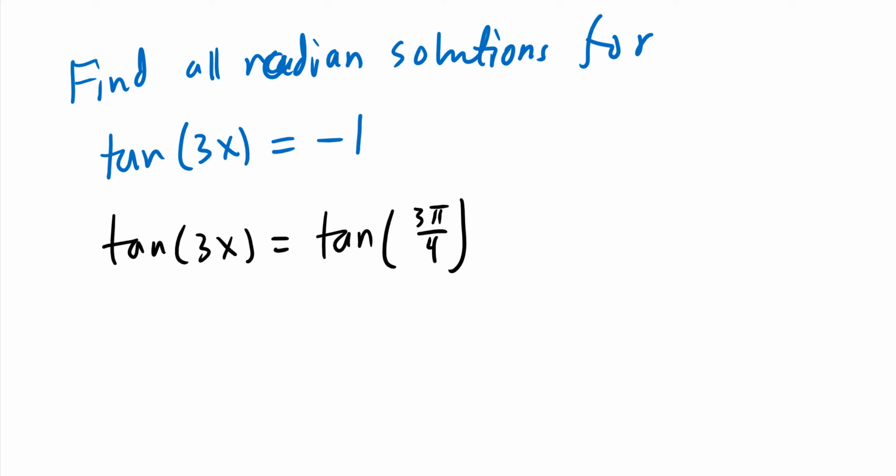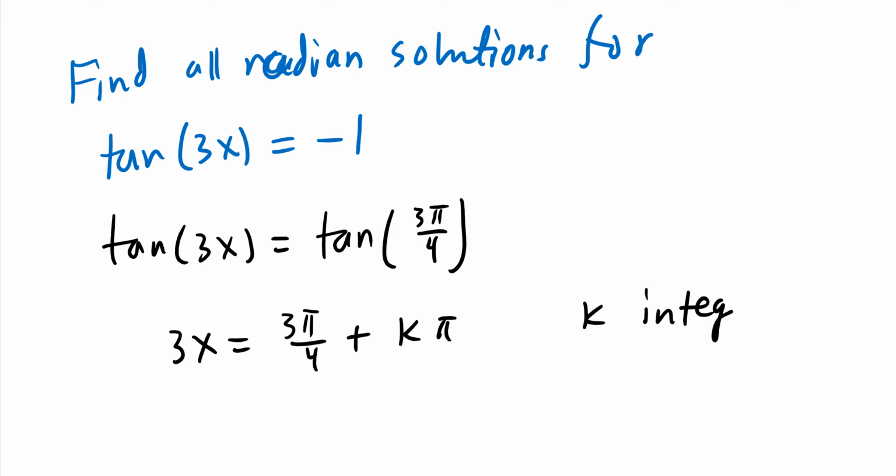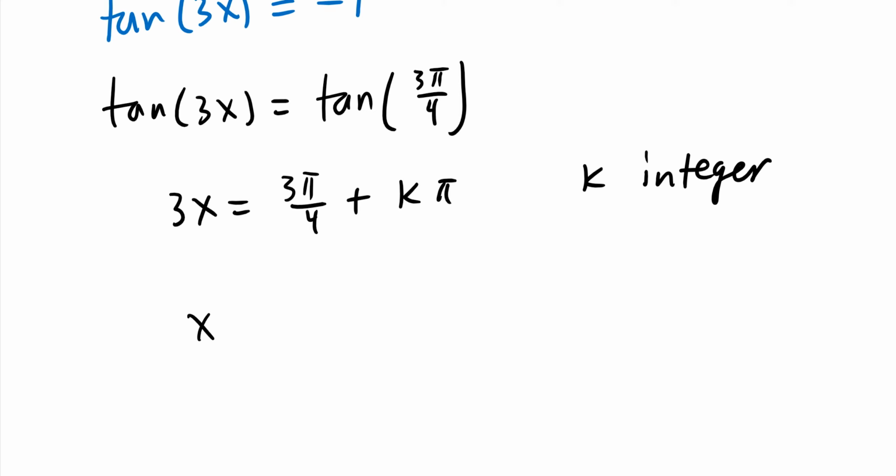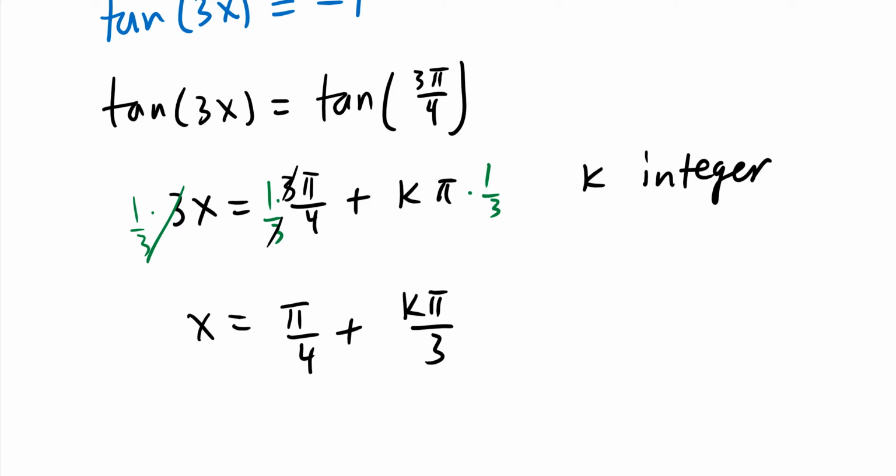So now we have one formula for tangent: alpha equals beta plus k pi. That's all we have, k an integer. And do we leave it like this? No, it would be best to divide by 3, or multiply everything by 1/3: here by 1/3, here by 1/3, and here by 1/3. Then the 3 cancels, giving pi over 4 plus k pi over 3. And that's where you stop.